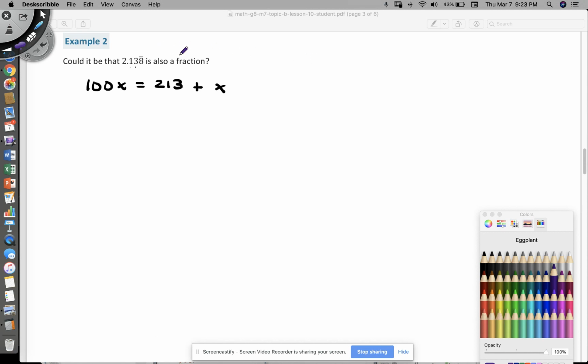Now, the 8 here, once I take this part out, if I take this all to the front, where I only have the 8 repeating after the decimal, that is now in the tenths place. So we're going to say 10y equals 8 plus y. And this time we're solving for y. And the reason why is because I already have x being taken over there.